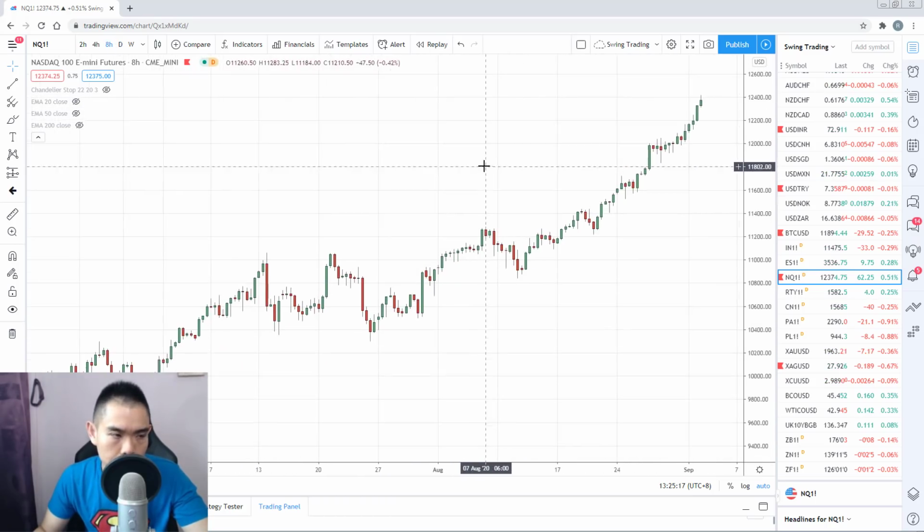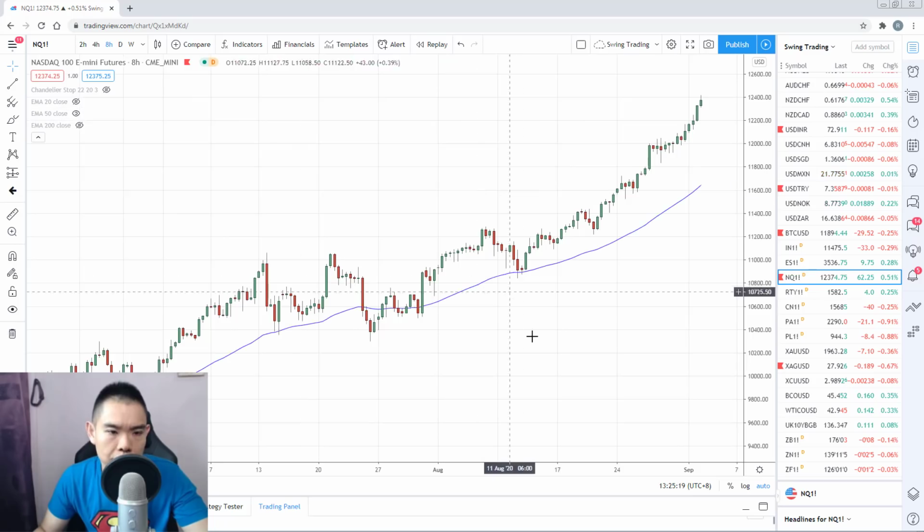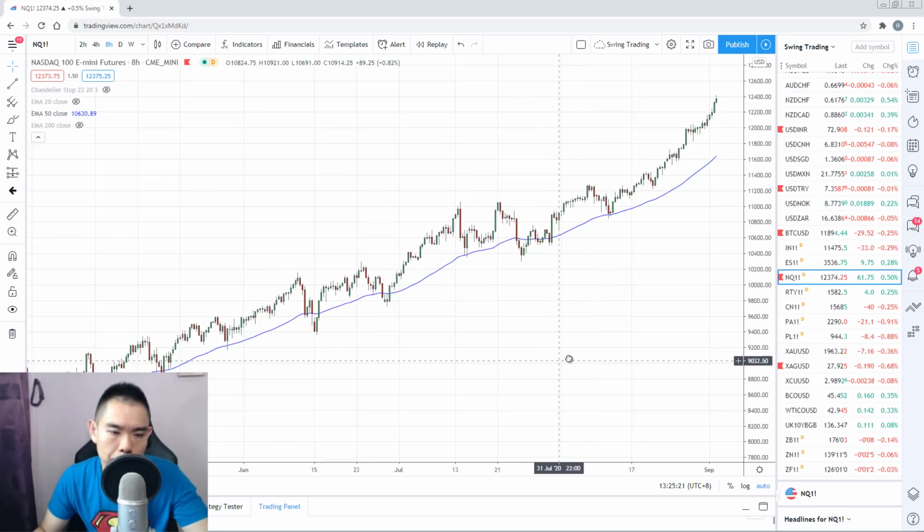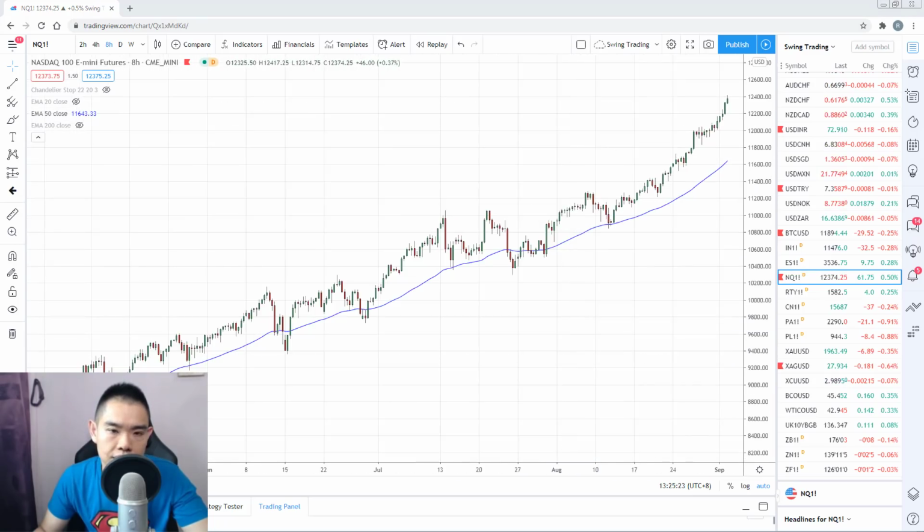Okay, and if you just overlay the 50 MA, you'll realize that on the 8-hour time frame, the 50 MA serves as an area of value over here. It's been tested a number of times as well. So what you can look for is buying opportunities around this area where the price could retest this 50 MA over here.